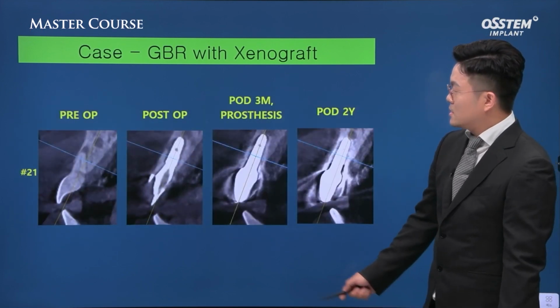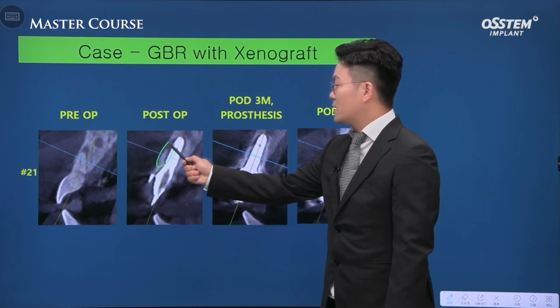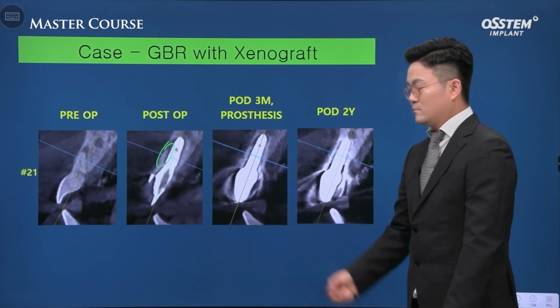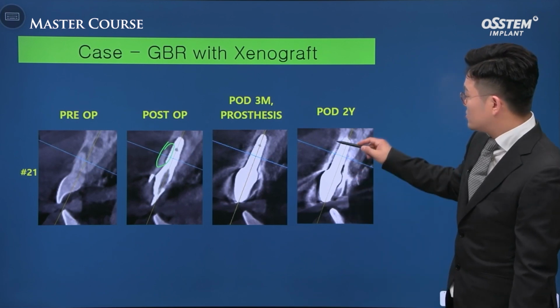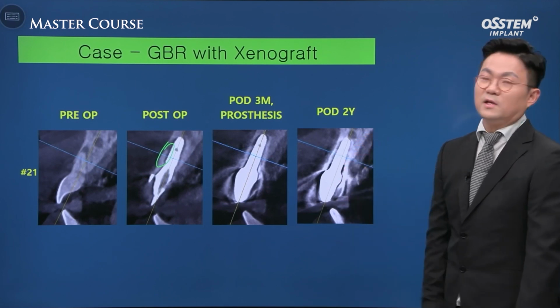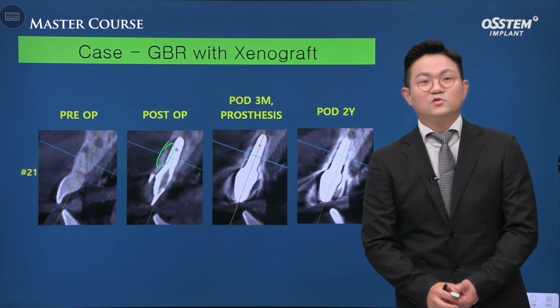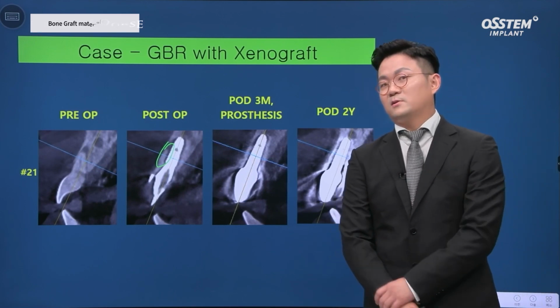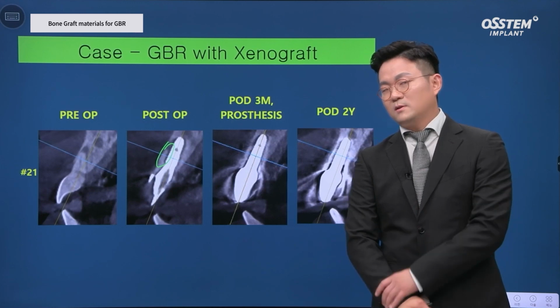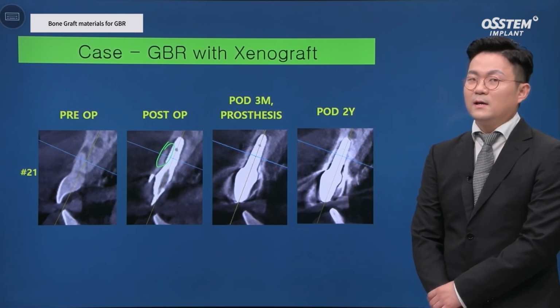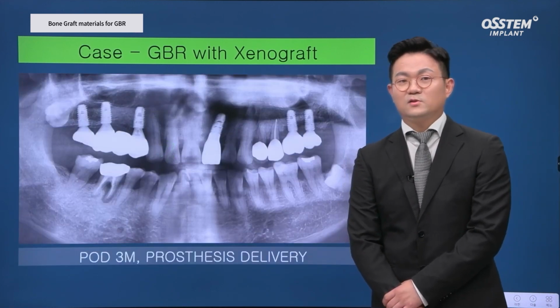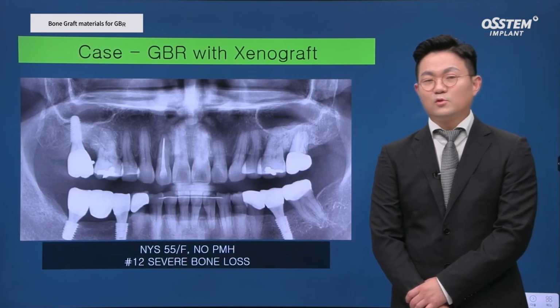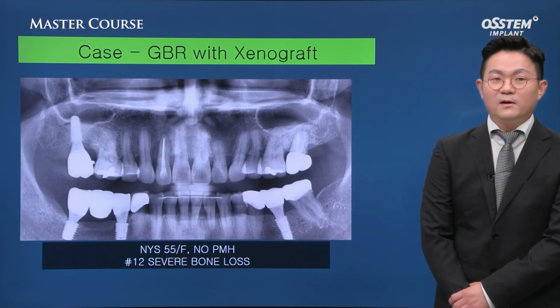In the gap, xenograft was put in, not outside the socket. Post of 2 years, enough labial bone thickness remained. That means xenograft, you look at the similar case before, allograft resulted in a lot of severe bone resorption, but xenograft is different. Let's look at another case.